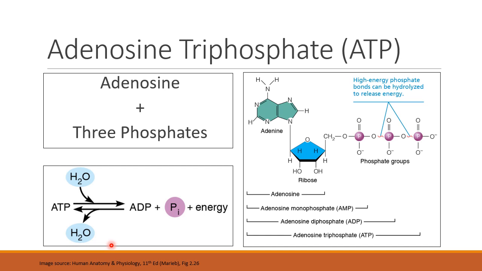Okay, this is a review slide from a previous lesson. This is adenosine triphosphate, or ATP. We have this adenosine here. We have three phosphate groups, and between these phosphates, these are considered high energy bonds. This is the formula where the hydrolysis of ATP can release this phosphate group, leave you with ADP, adenosine diphosphate, and then a burst of energy.